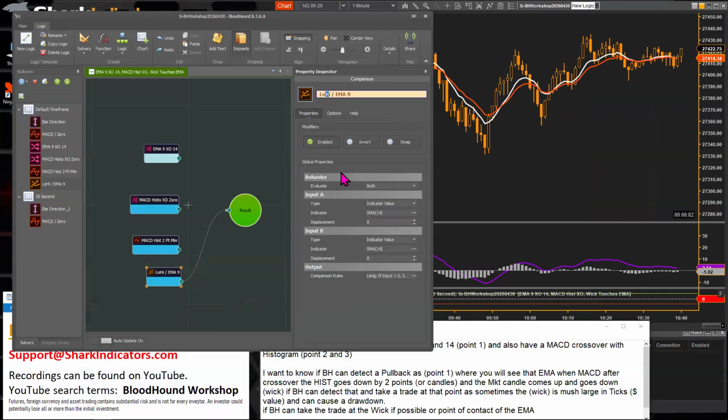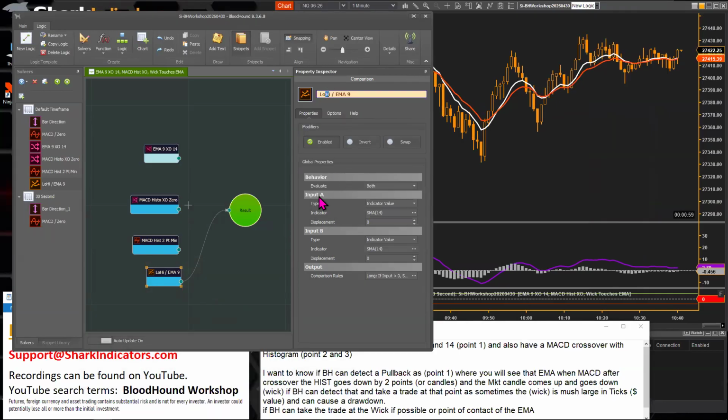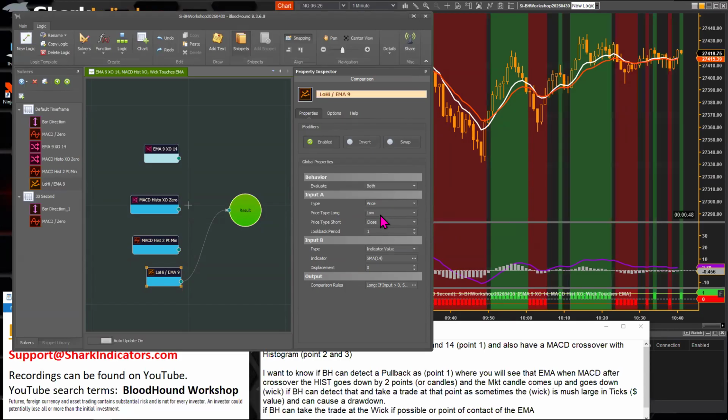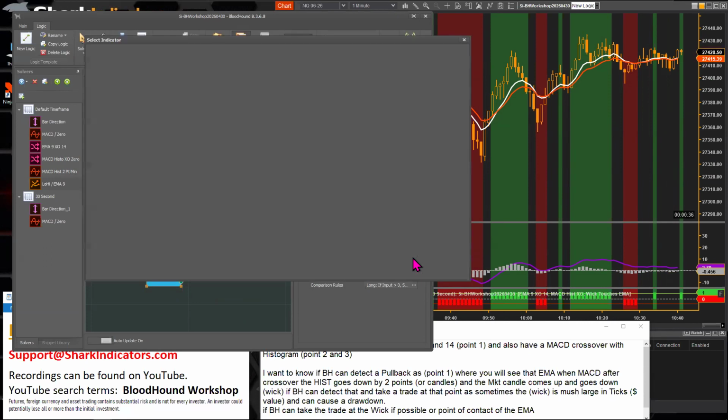So input A, that'll be the bar prices. So let's put price in there. And now for a long signal, the low wick needs to touch the EMA 9, and if it's a short signal, the high wick needs to touch. Okay. Now input B, that will be our EMA 9.